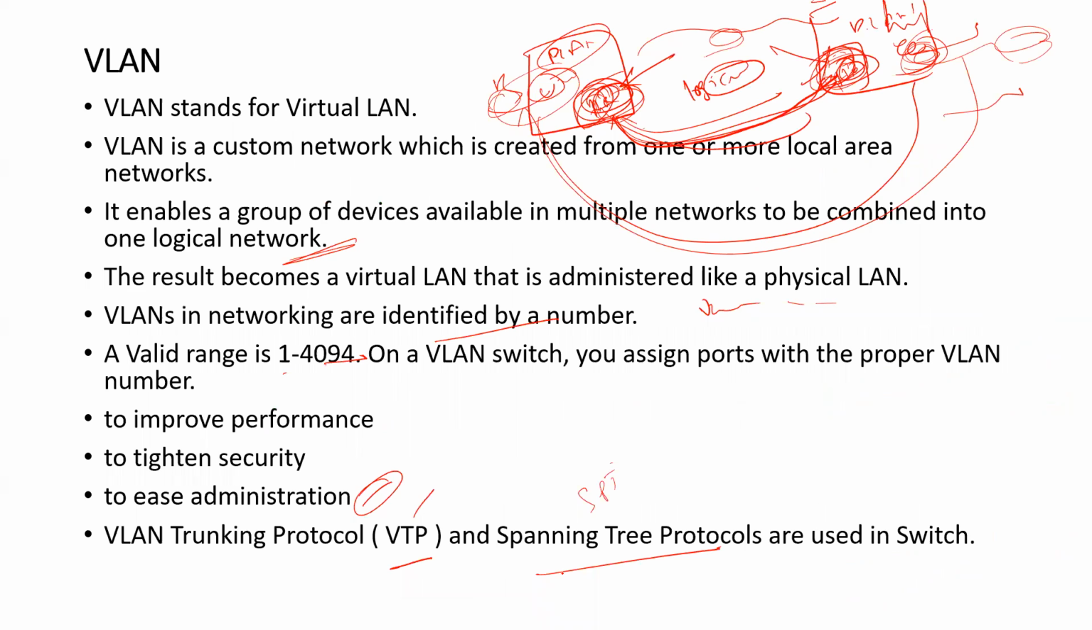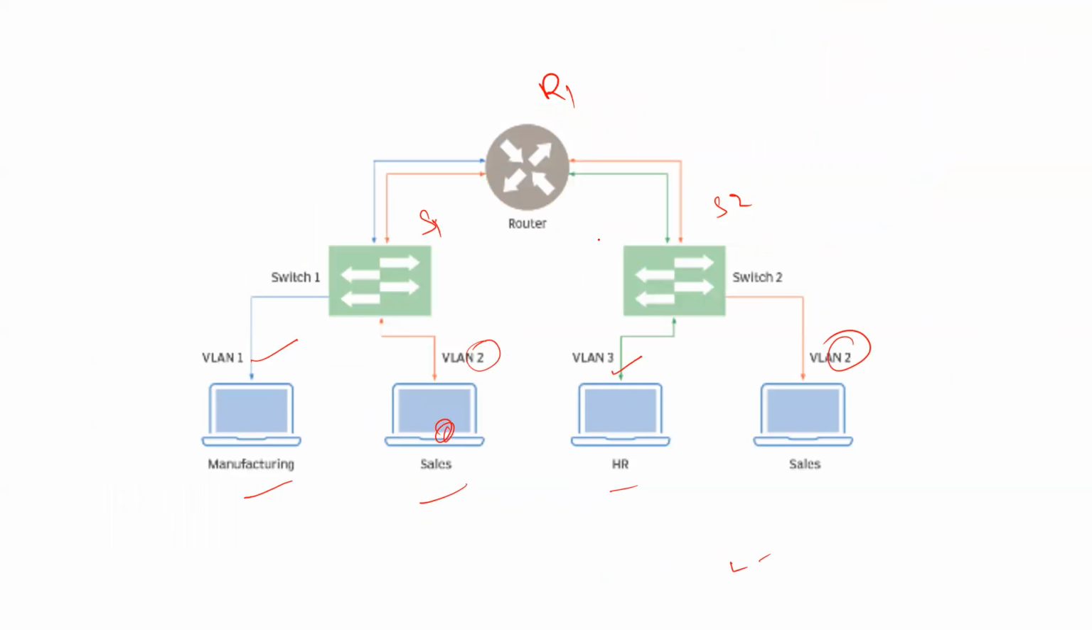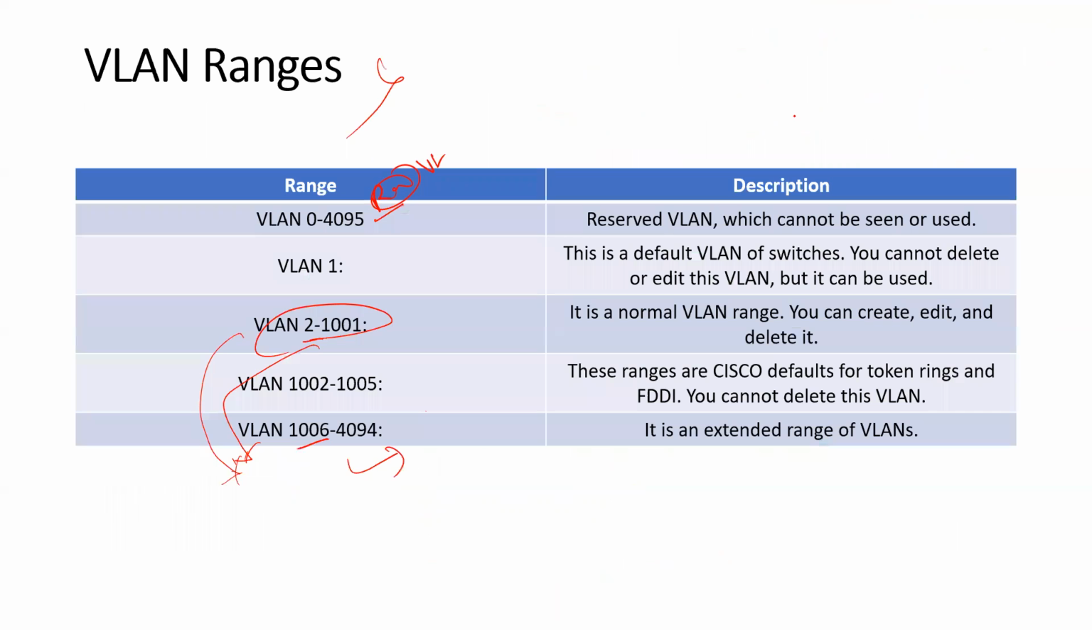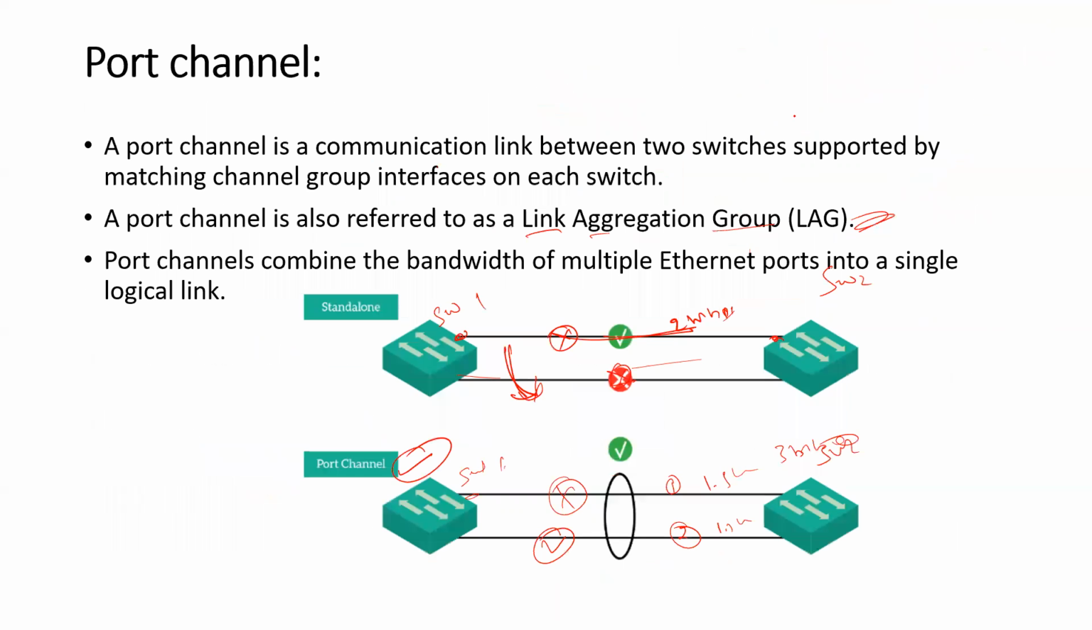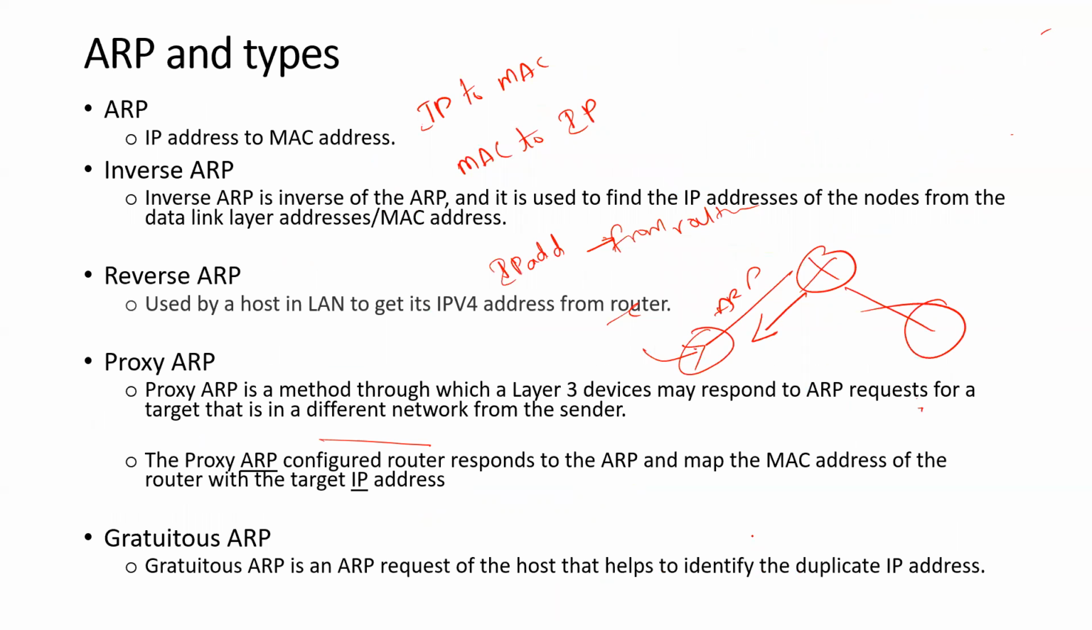Then we discussed VLAN, which stands for virtual LAN. Here we create logical networks from multiple physical networks. We discussed an example and the VLAN ranges. We also discussed port channel communication: if you want to share bandwidth between switches, you go with a port channel. It not only shares the load but also acts as a backup link if one link fails. We also discussed ARP and its different types.